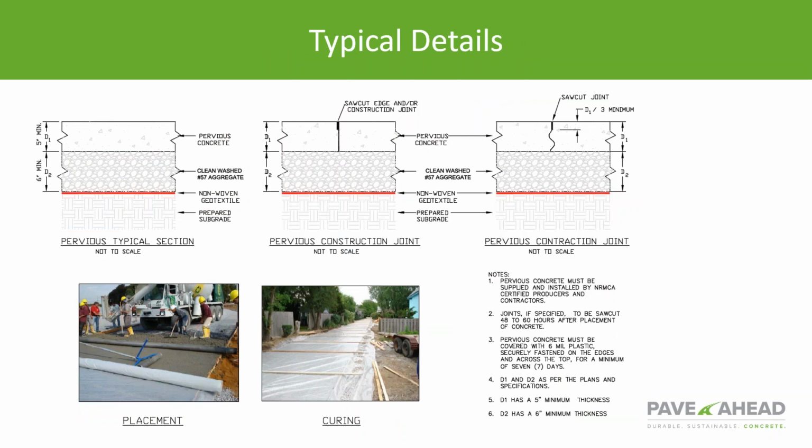Also, one of your handouts you can download, I'm giving you some PDFs of typical details for pervious concrete. You're going to see here, this is going to give you a section that's just plain without joints. This is a construction joint, and this is your contraction joint. I will tell you this, pervious concrete doesn't have to be jointed. what we call the West Coast design.